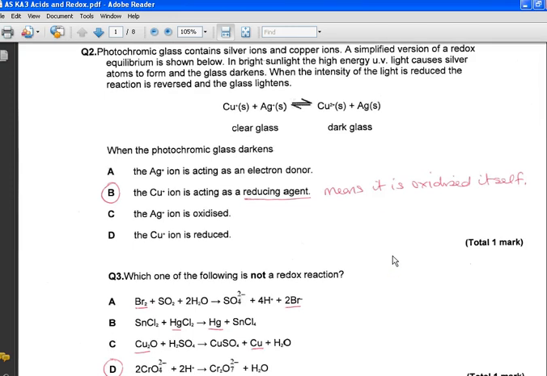Okay, here, you may not have come across this term, to be fair. If something is a reducing agent, it means that it has been oxidized. In the same way as if something is an oxidizing agent, it means it's been reduced. So, effectively, you're asking here, the Cu+ ion has been oxidized. And if we look at the equation, we can see that it has lost an electron. It's gone from Cu+ to Cu2+. But if you weren't clear on that term, hopefully you are now.